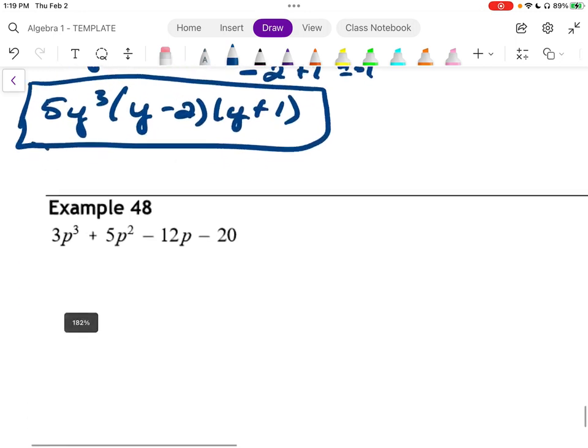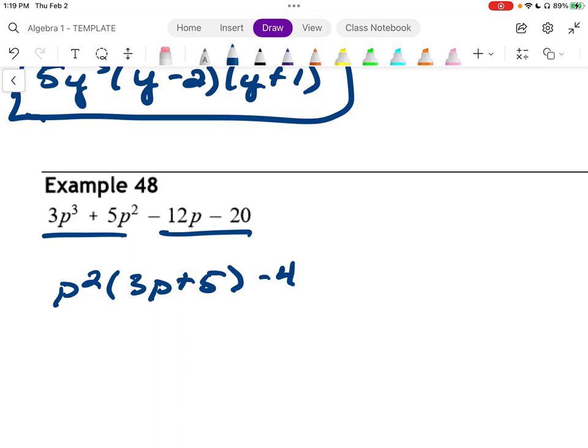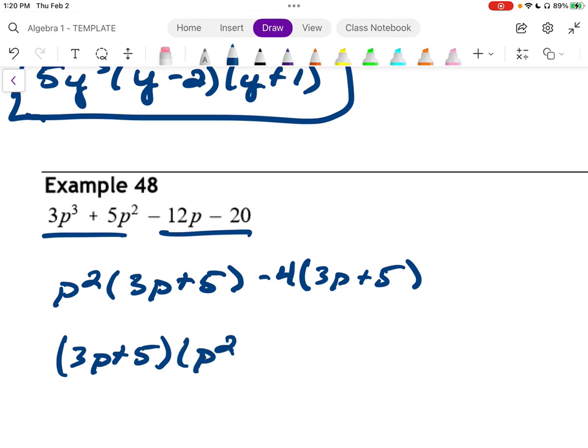48. This one has 4 terms, so we need to try to factor by grouping. The first ones I can pull out a p squared, and I'm left with 3p plus 5. And the second ones, I can pull out a negative 4. And the reason I'm doing it negative, right, is so that the pieces in the parentheses end up being the same signs. So negative 12 divided by negative 4 gives me 3p. Negative 20 divided by negative 4 gives me a positive 5. And that leaves me with 3p plus 5, and then p squared minus 4.